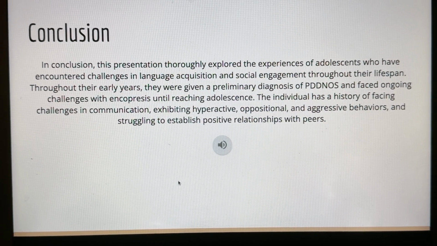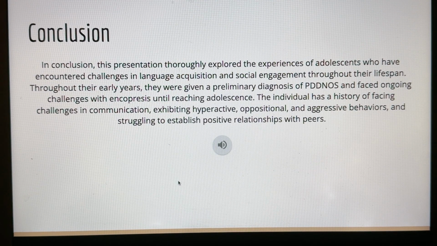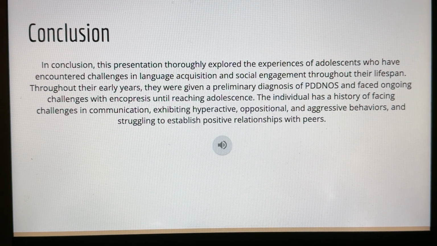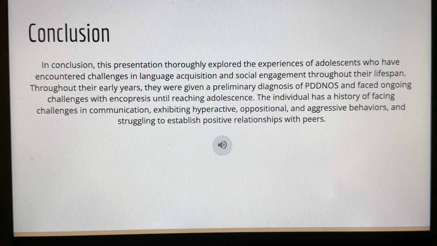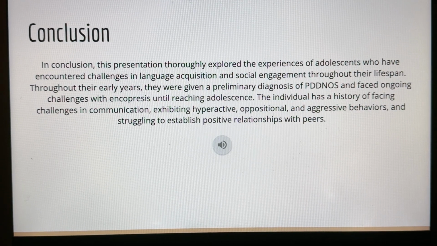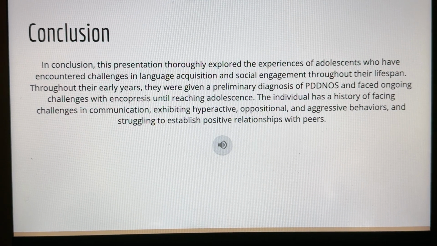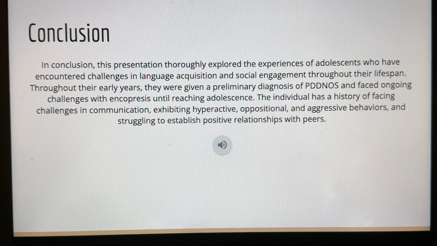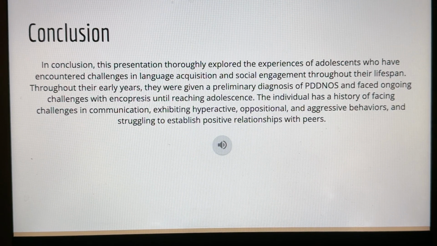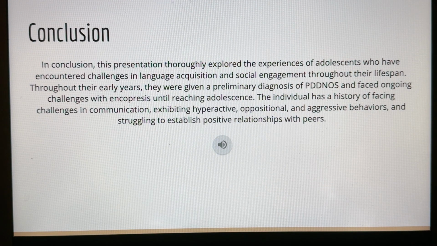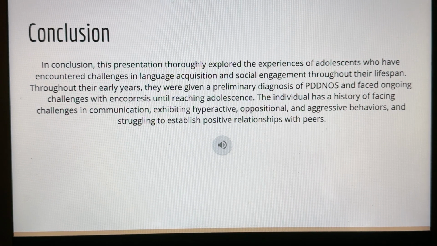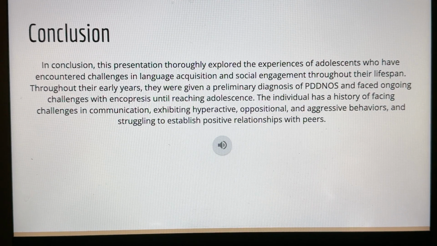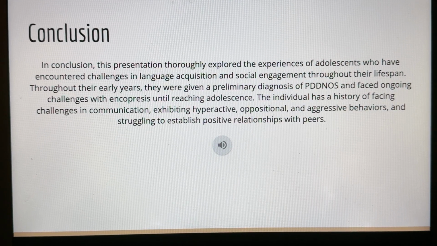In conclusion, this presentation thoroughly explored the experiences of adolescents who have encountered challenges in language acquisition and social engagement throughout their lifespan. Throughout their early years, they were given a preliminary diagnosis of PDD-NOS and faced ongoing challenges with encopresis until reaching adolescence. The individual has a history of facing challenges in communication, exhibiting hyperactive, oppositional, and aggressive behaviors, and struggling to establish positive relationships with peers.